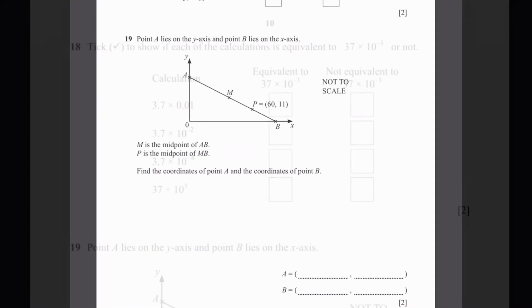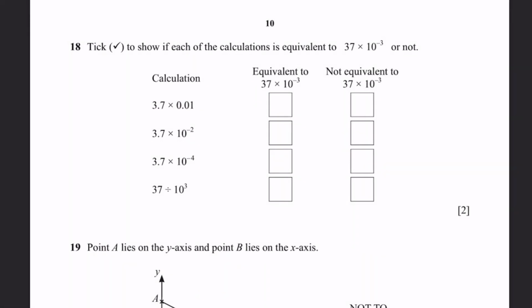Let's go to question 18. Question 18. Check to show if each of the calculations is equivalent to 37 times 10 to the minus 3 or not. Firstly, we have 3.7 times 0.01. Let's try to bring this calculation in the form of 37 times 10 to the minus 3. So let's make 3.7 into 37. We need to multiply 3.7 by something to get 37, right? So 3.7, in this case, multiply by 10 to get 37.